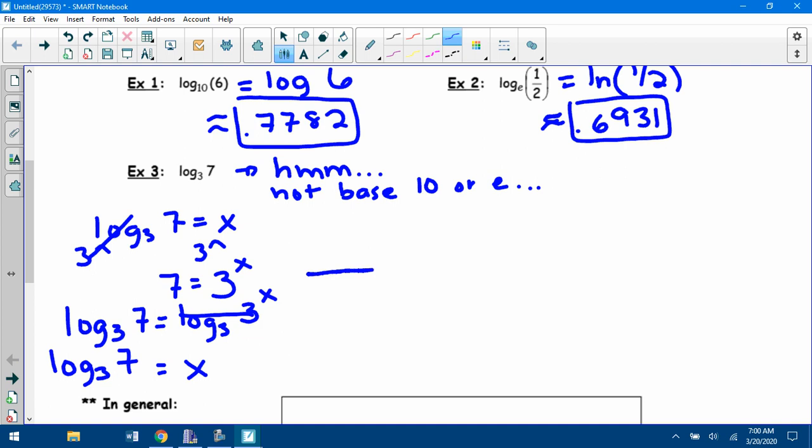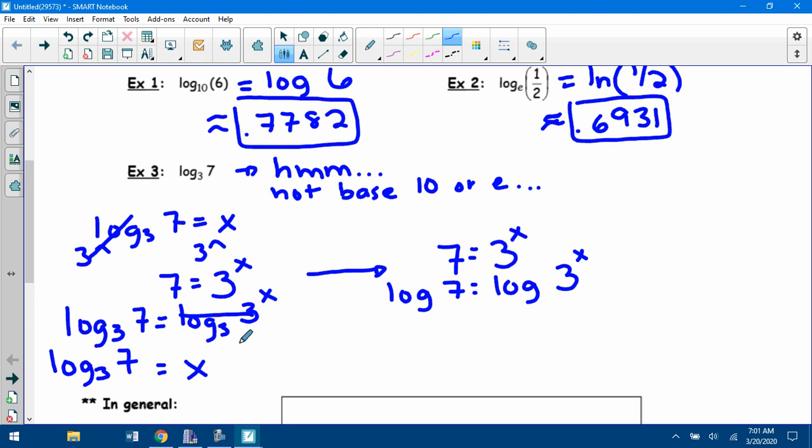Here's another option. If I had 7 equals 3 to the x, let's say I just took the log of both sides instead. Log of 7 equals log of 3 to the x. How's that different than what I did over here? Is this log and 3 going to cancel? No, because the bases aren't the same. What's the base on log? Log base 10. So log base 10 and base 3 don't cancel out.